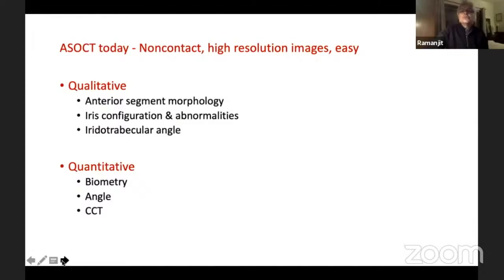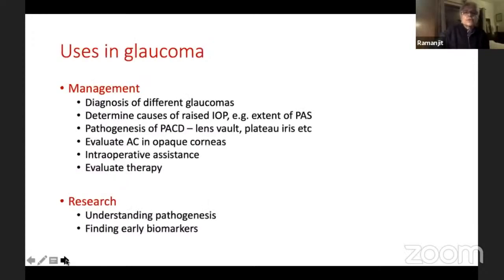The qualitative one is to look at the general anterior segment morphology, more specifically at the iris configuration, any iris abnormalities there might be, and of course, most importantly, the iridotrabecular angle. As far as quantitative is concerned, it gives us the biometry of the entire anterior segment in terms of thickness of the cornea, anterior chamber depth, the anterior chamber width, area, volume, anything you like, you can get from this. It specifically looks at angles depending on where you measure the angle. And as I said, it also helps us with the central corneal thickness.